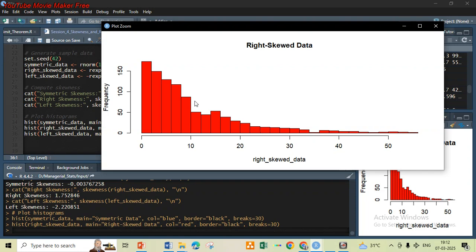Sorry, the mean would be somewhere on the right hand side here because that is where the majority of the high values live. But the median would be somewhere in the middle, right? So the mean is greater than median in this case, and hence it's a right skewed data.